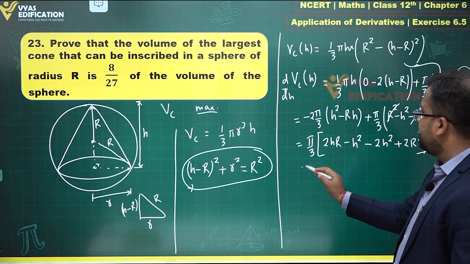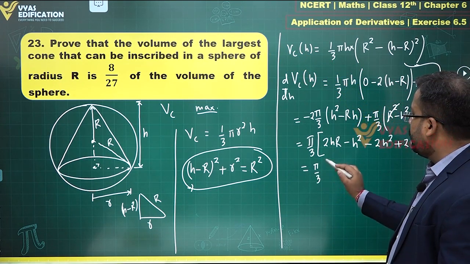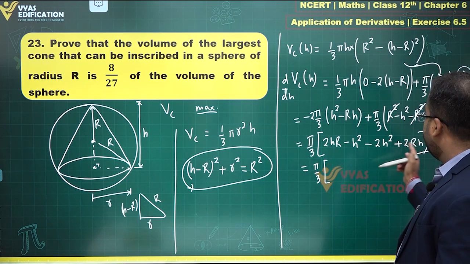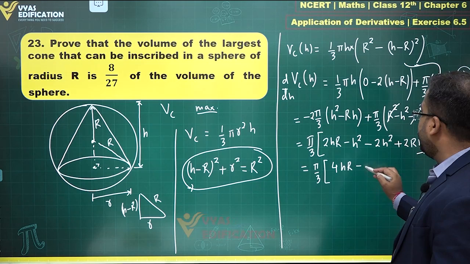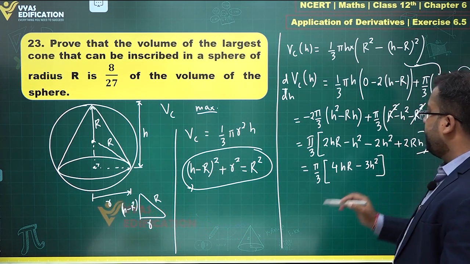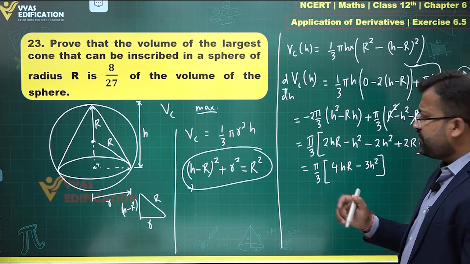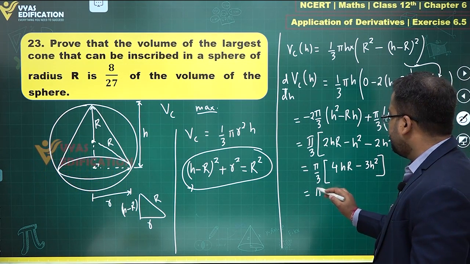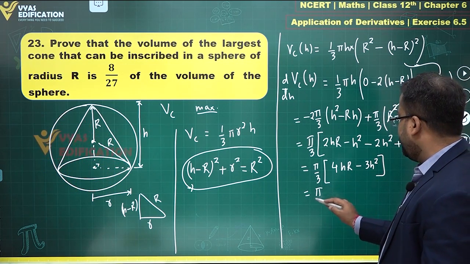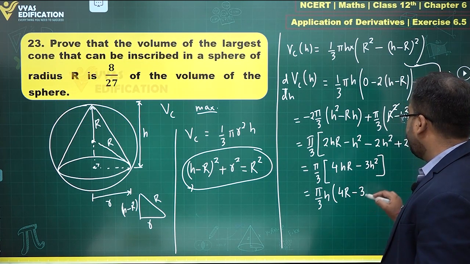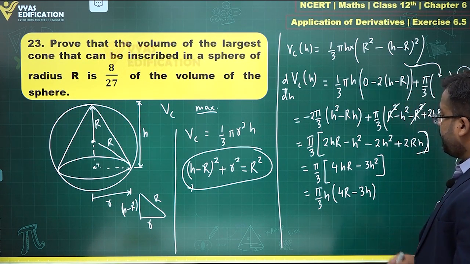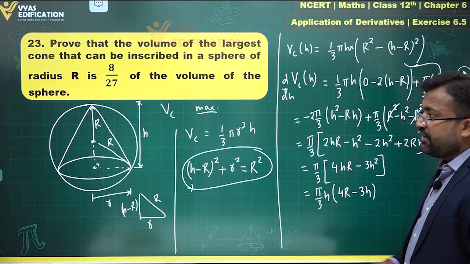Minus to minus will become this. This pi by 3 is okay. In the bracket, what you get is 4hr minus 3h square, right? I take out an h common. This will look like pi by 3 h times 4r minus 3h, and the critical points will be h equals 4r by 3, h equals 0.